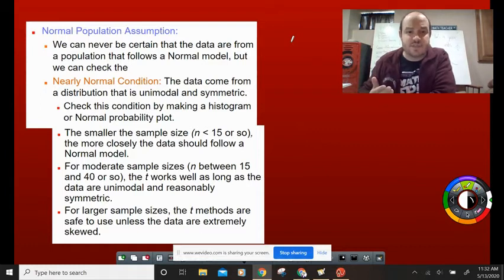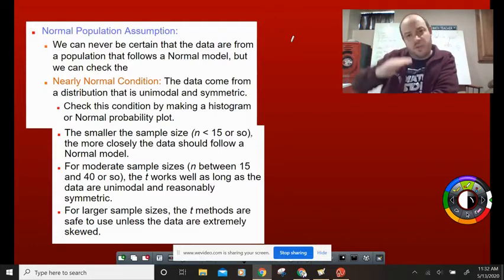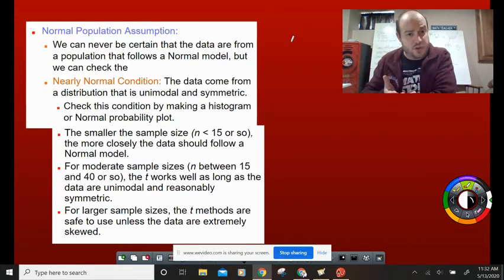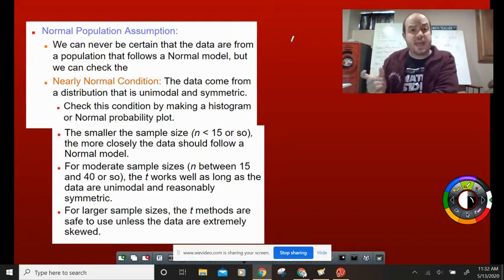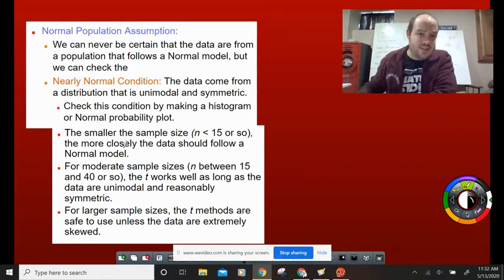So we check this condition by making a histogram or a normal probability plot. If I have a list of all of my data from the sample that was drawn, then I just create a histogram of that, and I can see, hey, is it normally distributed or not? Then we can go through these guidelines right here.